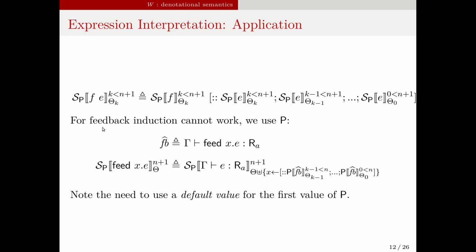Unfortunately, for feedback, induction cannot work. This is where we use the previous interpretation. Imagine this is the expression a, with a concise representation of the expression as FB. So the interpretation of the feedback is that we are going to assign to the environment the interpretation, but using the previous interpretation. Note we need to use the default value for the first value of P, obviously.